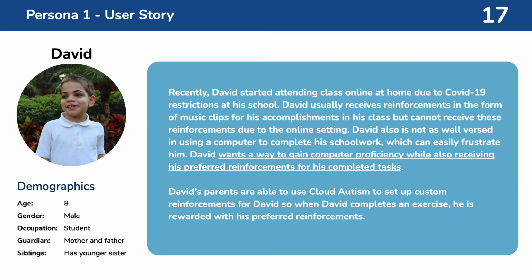This is David's user story. When David attended school in person, he usually received reinforcements in the form of music clips for his accomplishments in class. While some students respond to points, stars, and stickers, most students with ASD respond more effectively to their chosen personal reinforcers. For David, this was his music clips. Since David started attending class online at home due to COVID-19 restrictions at his school, he was unable to receive his usual reinforcements. The Cloud Autism Project will allow David's guardians to set up custom reinforcements for David so he can be rewarded with his favorite music clips whenever he completes an exercise.